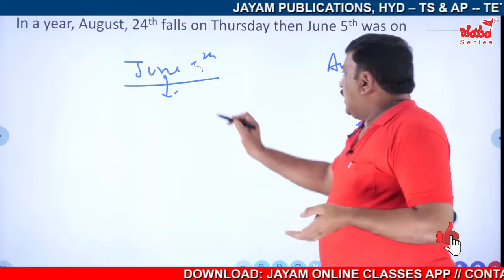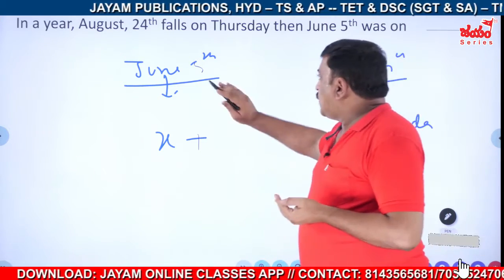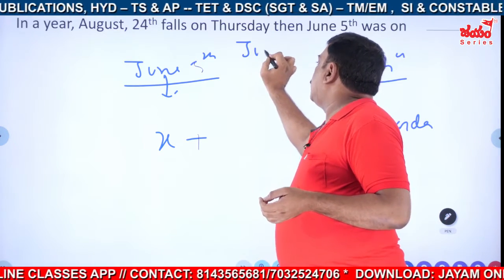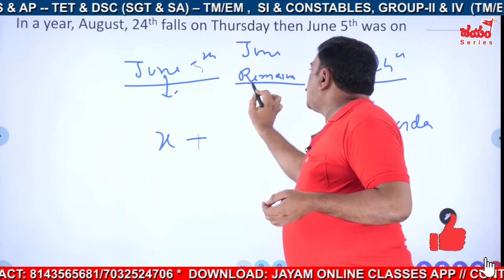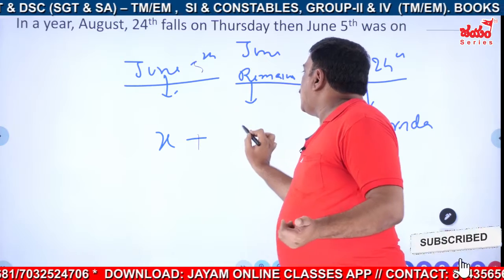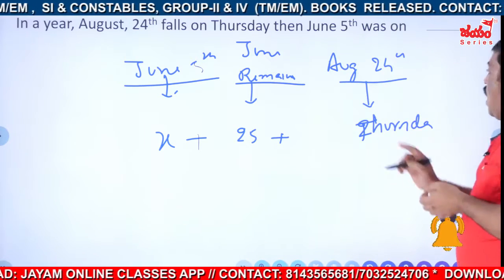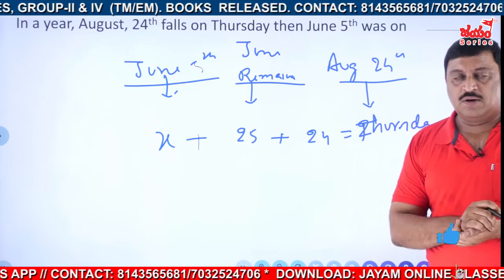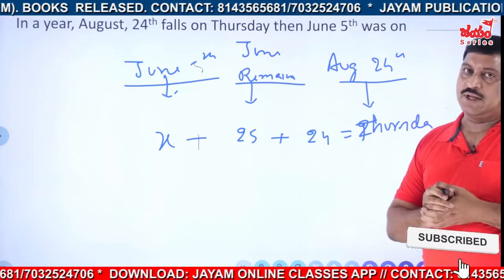Here, take June 5th as X and start. After June 5th, how many days are there? It is June remaining, which should be 25, plus August 24. August 24 is again 24. This should be equal to Thursday, that's all. X plus 25 plus 24 is equal to Thursday.